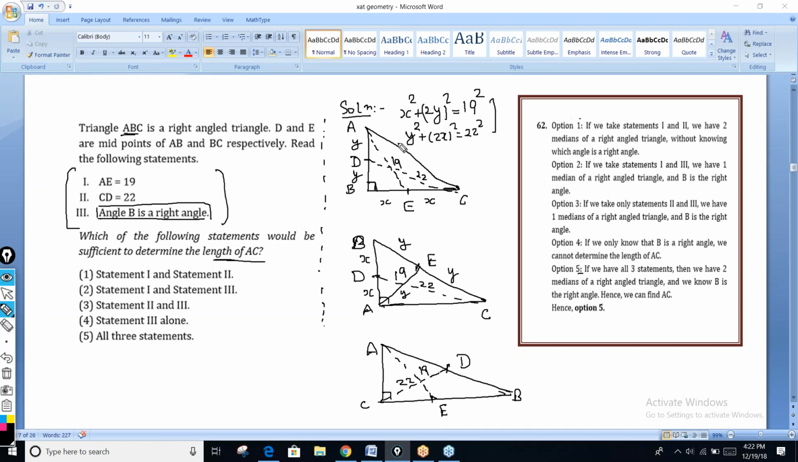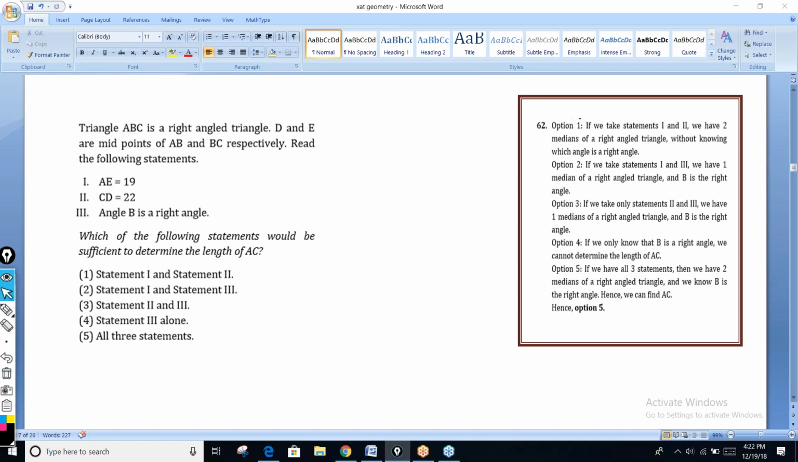But it was obvious from the picture that unless we have all three pieces of information, we cannot get the exact length of AC, right? So all three pieces of information are required. So the correct answer is option 5. You can go through the solution also if you want to go through the theory part. Otherwise, with the figure, it is obvious that we need all three pieces of information to get the answer. Okay, come to the next one.